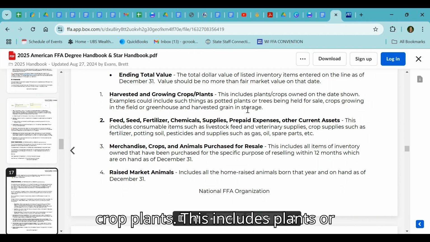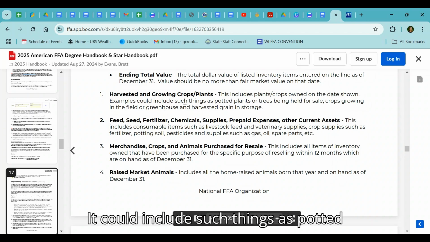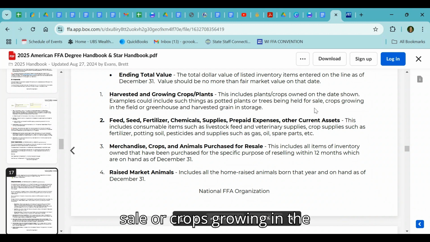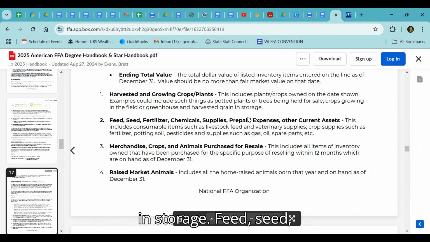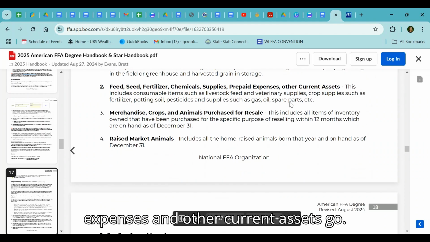Harvest and growing crop plants. This includes plants or crops that are owned on December 31st. It could include such things as potted plants or trees that are being held for sale, or crops growing in the field or greenhouse, and harvested grain in storage. Feed, seed, fertilizer, chemicals, supplies, prepaid expenses, and other current assets go here.